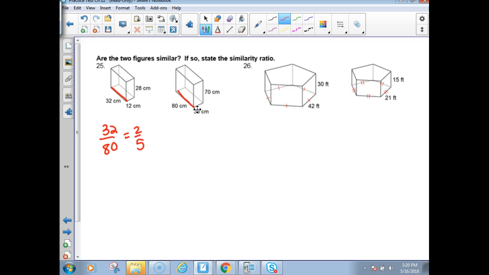All right, now compare another pair of sides. 12 to 33. You can divide those by 3. 12 divided by 3 is 4. 33 divided by 3 is 11. Are these equal? The comparison of the sides is not congruent, so they are not similar.